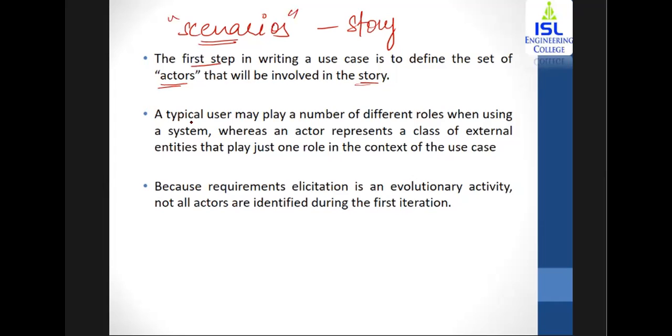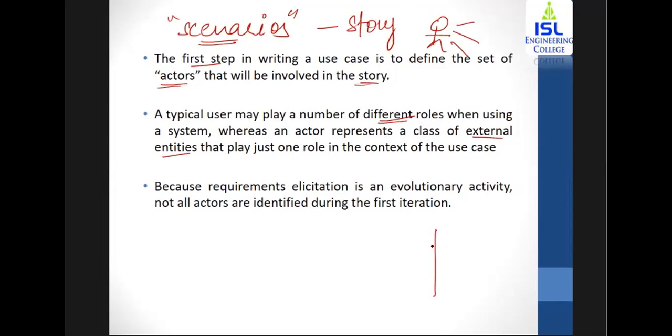Then the second step is a typical user may play a number of different roles. That is, suppose you have one actor. Now this one particular actor might play different roles at different times. We're going to see an example of the different roles. When you're using the system, one actor can play different roles at a particular time. Now this actor represents a class of external entities.